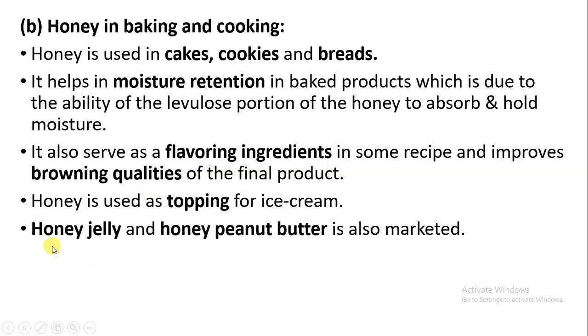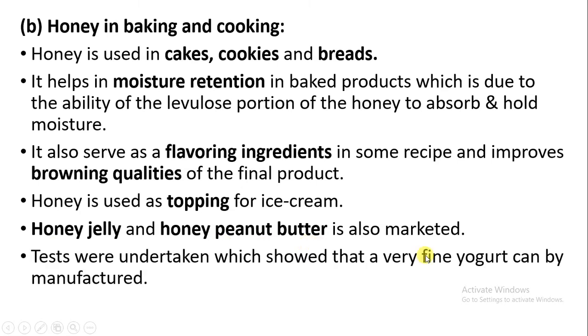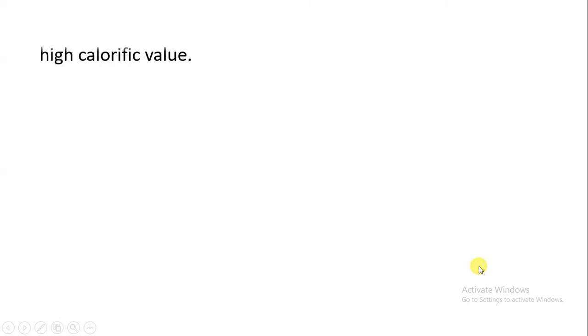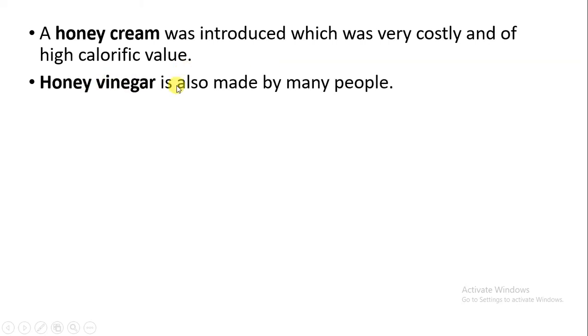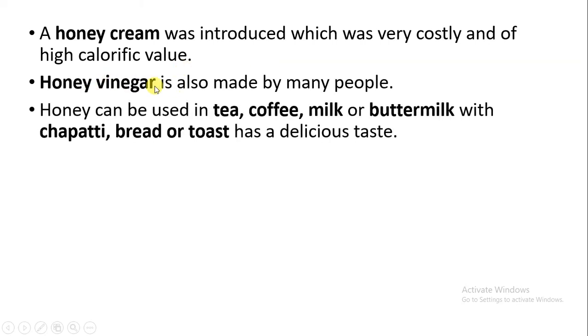Honey is also used to make honey jelly, honey peanut butter. Then it is also seen that very fine yogurt is also manufactured with the help of honey. Honey cream was introduced, which was very costly and of high calorific value. हनी विनेगर भी प्रोड्यूस किया जाता है. हनी जो है वो चाय में, कॉफ़ी में, मिल्क और बटर मिल्क में भी यूज़ किया जाता है. जो शक्कर के बदले आप हनी का यूज़ कर सकते हैं.